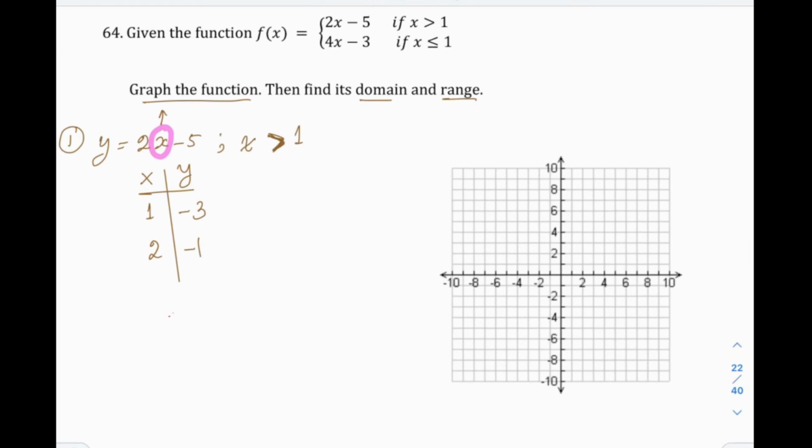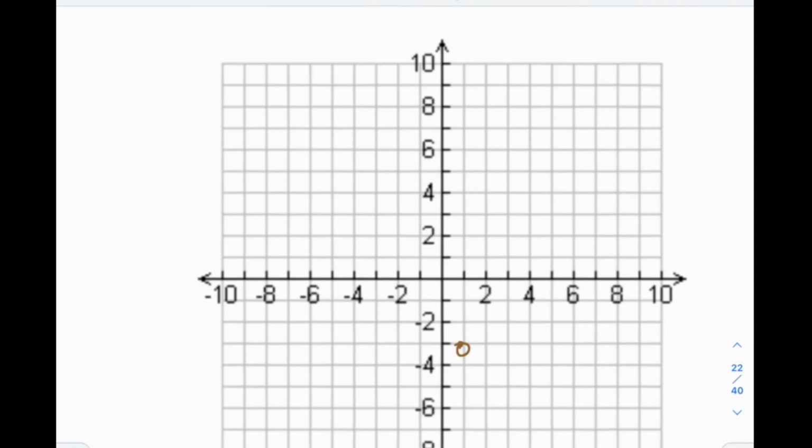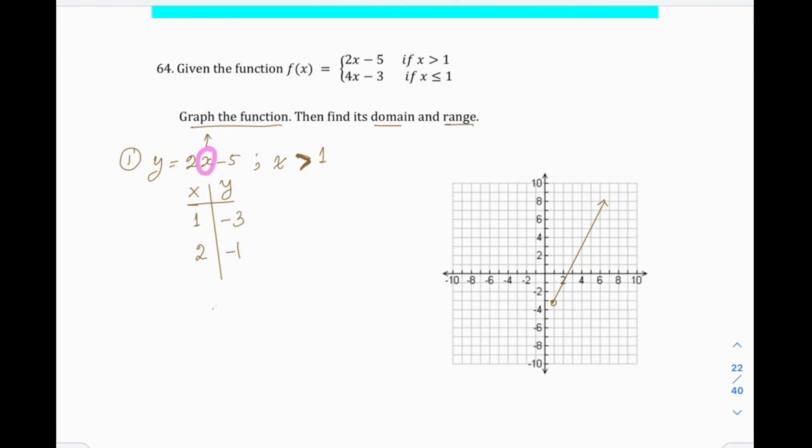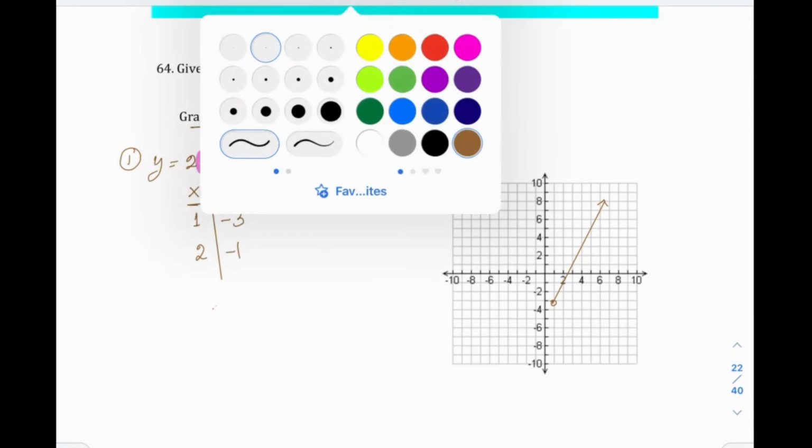1 and -3 is here. And before you leave, you check: is it equal, or only greater? It's only greater than 1. So you will put an open circle here at the starting point. Then 2 and -1 will be here. So this will be your first piece.